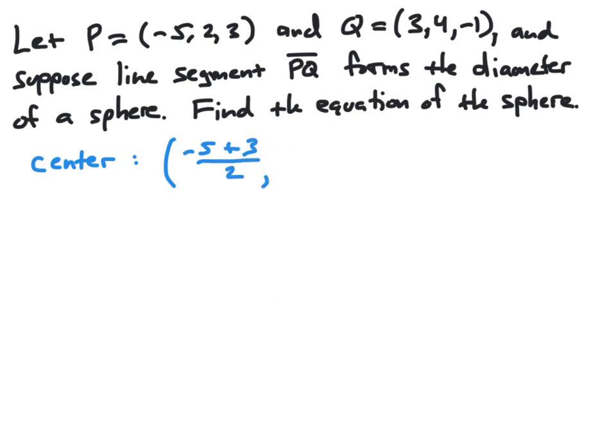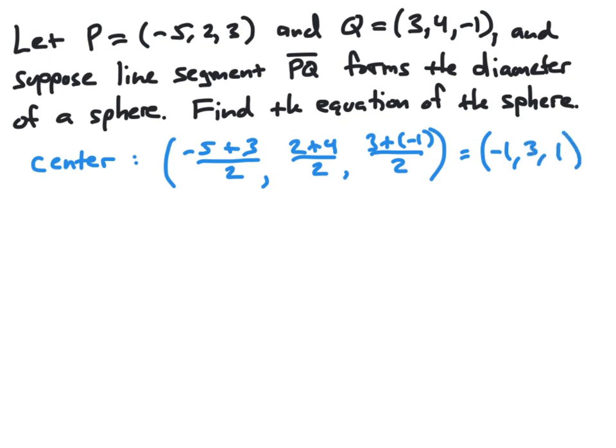So our midpoint will be (-5 plus 3) over 2, (2 plus 4) over 2, and (3 plus -1) over 2. And when we do the arithmetic here, we see that we end up getting -2 over 2, which is -1, 6 over 2, which is 3, and 2 over 2, which is 1. And so the center of our sphere will be the point (-1, 3, 1).